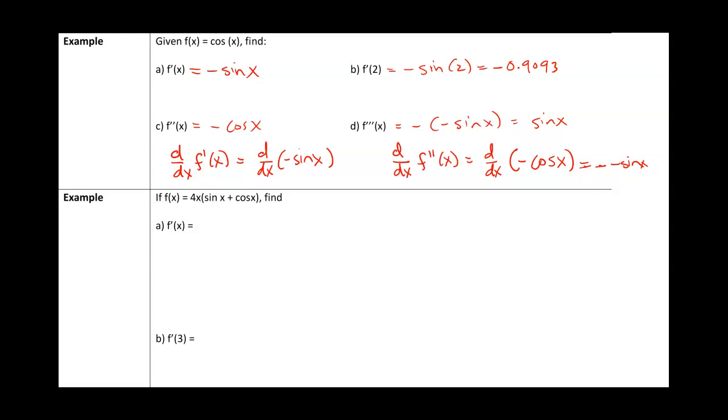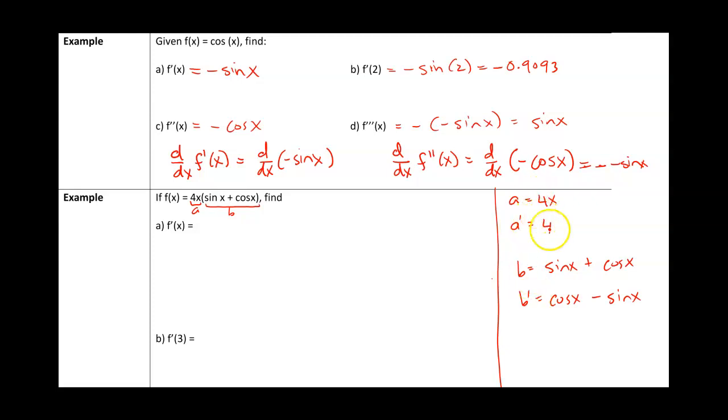Next, f of x is given to us as 4x times the quantity sine x plus cos x. We want to find f prime of x and f prime of 3. First thing we have to recognize is that we have a product rule, because we're multiplying one expression, 4x, by another one, sine x plus cos x. Our first term is a and our second term is b. It's very helpful to write down the four things we need on the side: a and a prime, b and b prime. So a is 4x, which means a prime is 4.